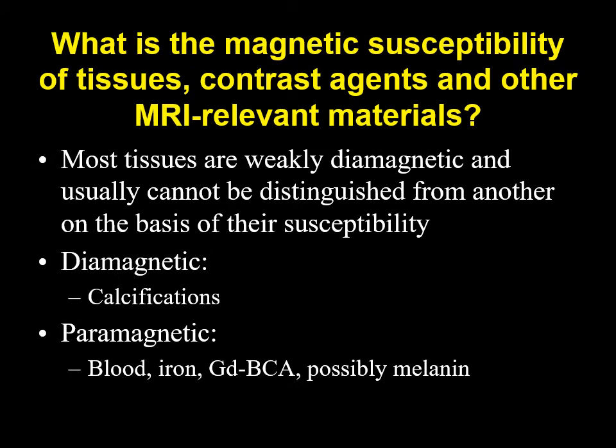What is the magnetic susceptibility of tissues, contrast agents, and other MRI relevant materials? Most tissues in the human body are weakly diamagnetic and usually cannot be distinguished from one another on the basis of their susceptibility. Calcifications are relatively strongly diamagnetic and are the principal material that can be detected as diamagnetic in MRI. The paramagnetic materials that are relevant are blood and blood breakdown products, iron, gadolinium-based contrast agents, and probably melanin.